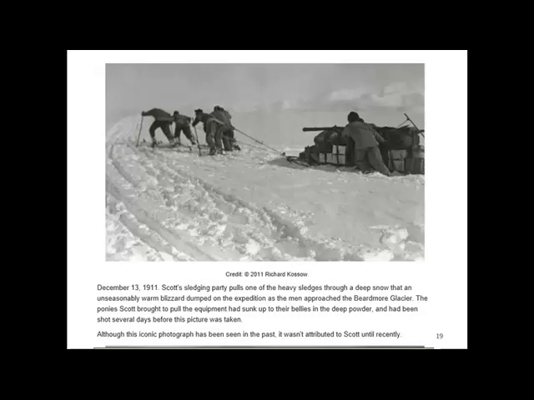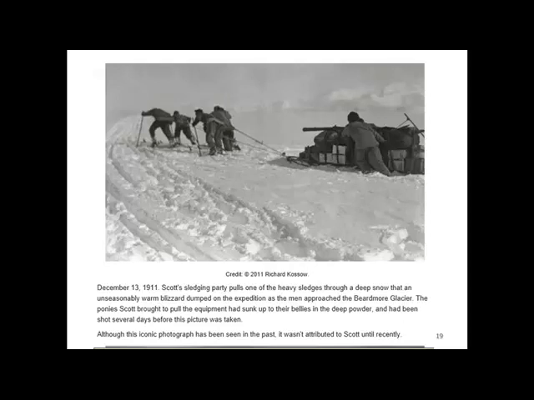These are some pictures of the expedition moving through the snow. December 13th, 1911. Scott's sledging party pulls one of the heavy sledges through deep snow that an unseasonably warm blizzard dumped on the expedition as the men approached the Beardmore Glacier. The ponies Scott had bought to pull the equipment had sunk up to their bellies in the deep powder and had been shot several days ago before this picture was taken.